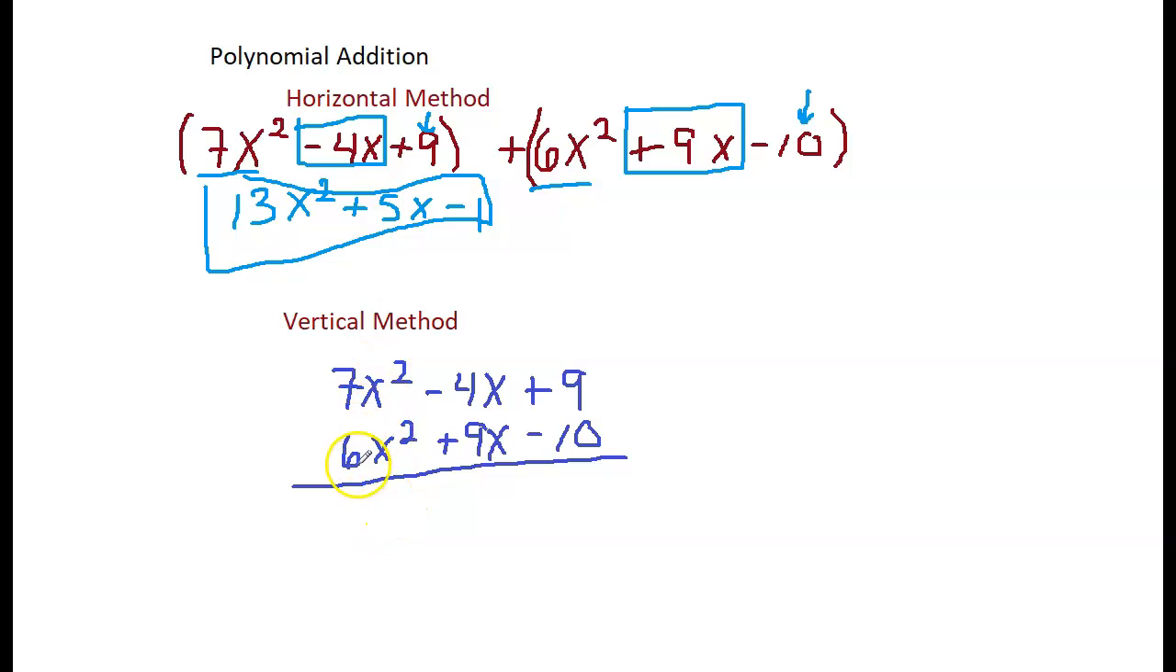I have 7x squareds plus 6 more x squareds. That gives me 13x squareds. I have negative 4x plus 9x. That gives me plus 5x. And I have 9 minus 10, or 9 plus negative 10, gives me negative 1. And see, I get the exact same solution. But it might be slightly easier for you to visualize vertically.